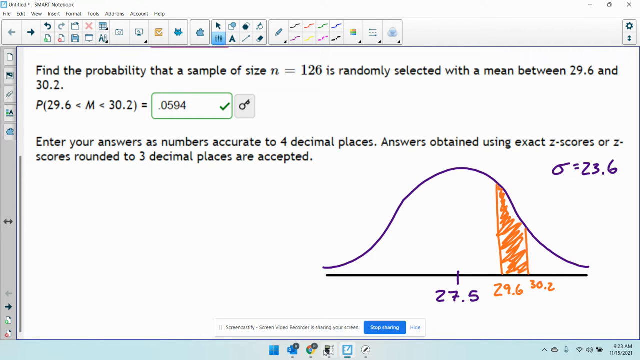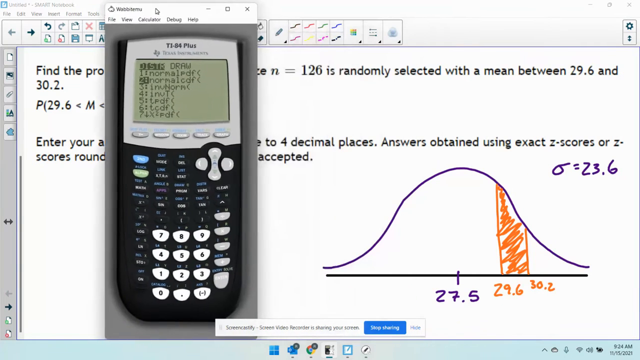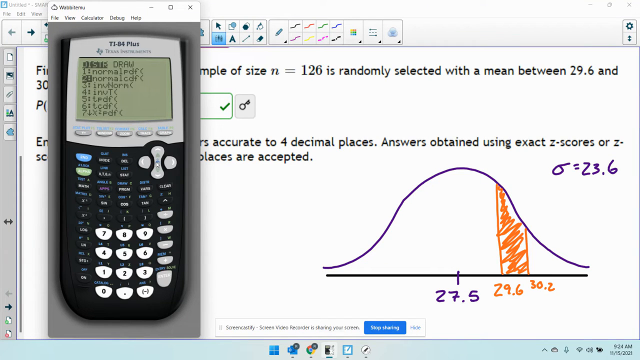Okay, so that's just going to be a straight up calculator plug and chug kind of thing. I'm going to go to second distribution. I'm going to do normal CDF. When you have the x values and you want to find the area between them, you're going to do normal CDF. If for some reason we have the percentages and we want to go backwards and get the values, we'll use inverse normal. But we're going to use normal CDF.